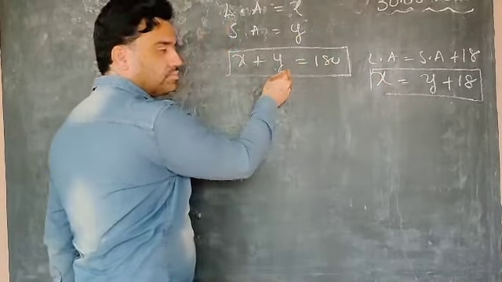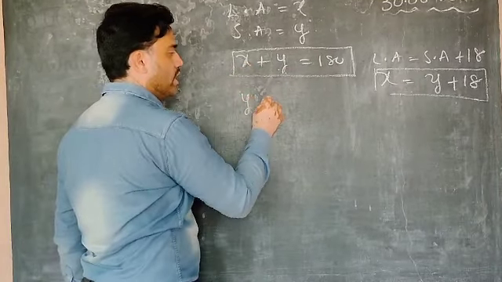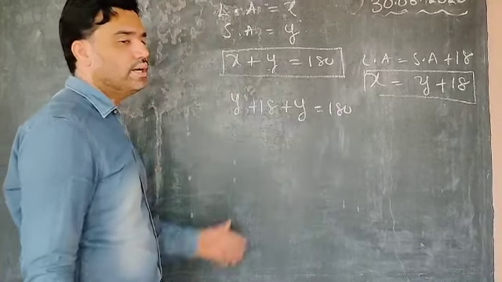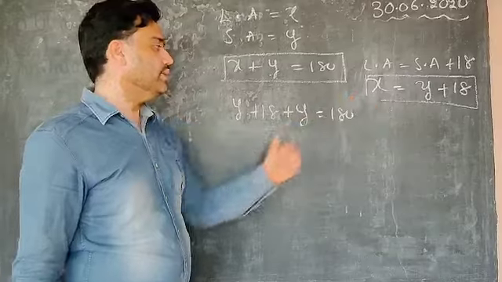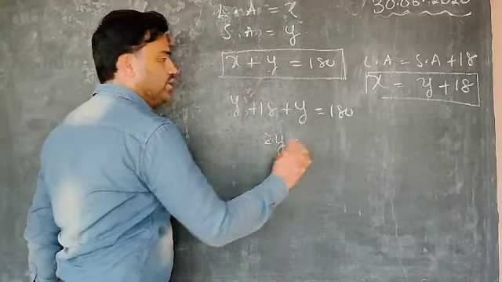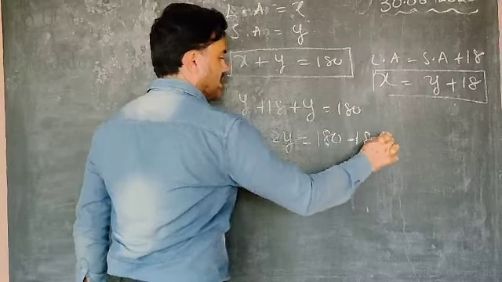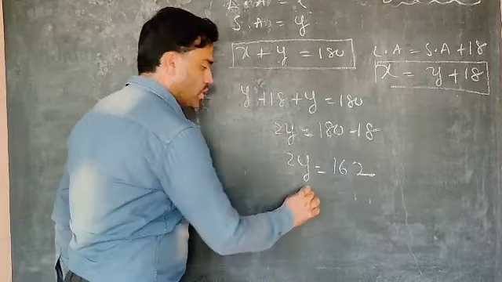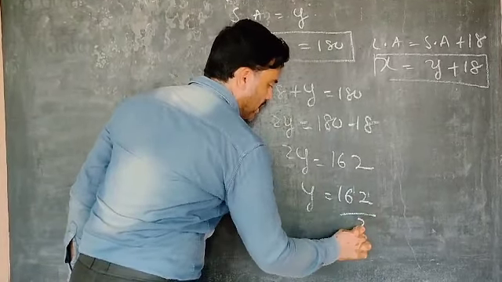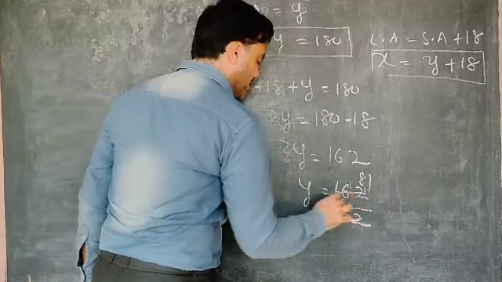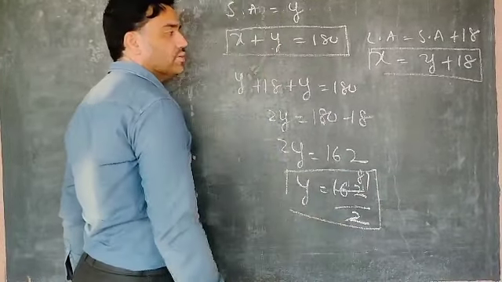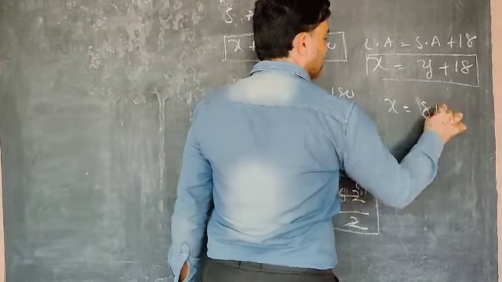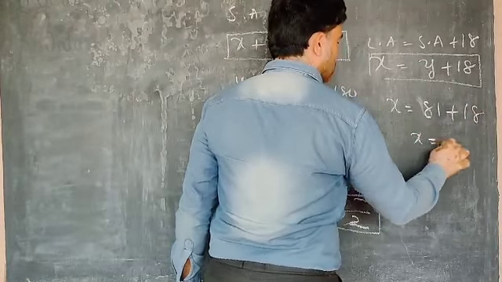Call it the second equation. Substitute in it. See here, x means what I have to write here? y plus 18. The y stays as it is, 180 also as it is. So I substituted x as y plus 18. So now 2y. Send 18 to the right side: 180 minus 18. 2y is equal to 162. So y is equal to 162 divided by 2. 2 ones are 2, 2 81s. y is equal to how much? 81. Substitute in it: x is equal to 81 plus 18. So x is equal to 99.